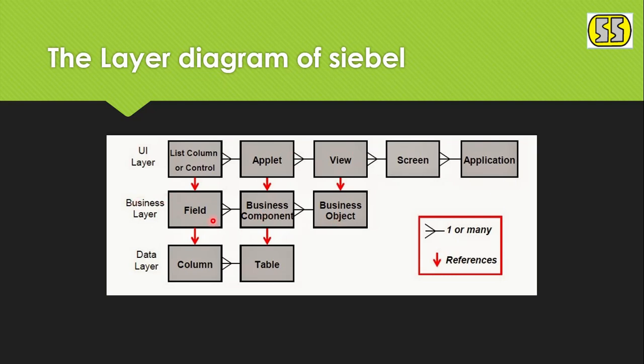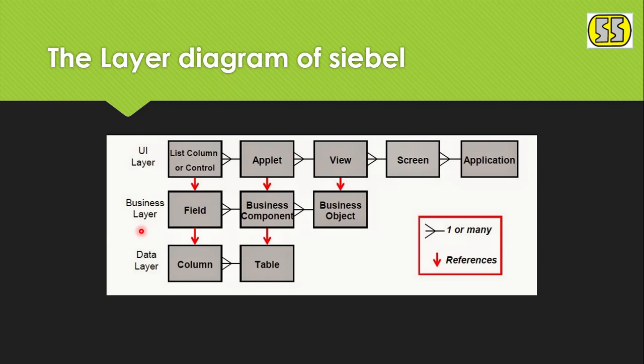So what are those objects? There will be a field which will be pointing to a column, there will be a BC which will be pointing to a table, and there are a lot of combinations of BCs under a BO, which is called a business object. All these things come under the business logic layer, which actually implements the business logic but doesn't show in the UI. So this is called business logic. If we want to do a lot of scripting, we'll do it in this particular layer. A lot of functionality we want to implement, we'll do in the business logic layer. That's why we call it the business logic layer.